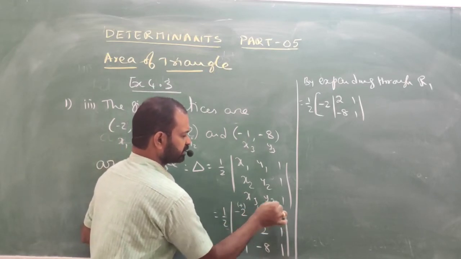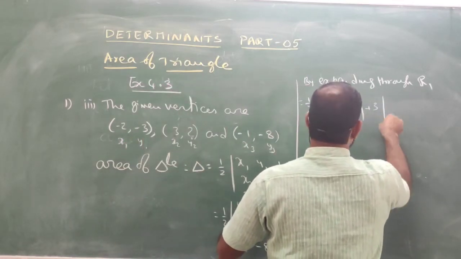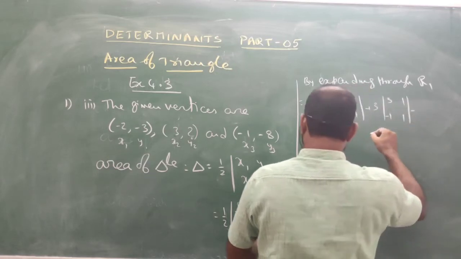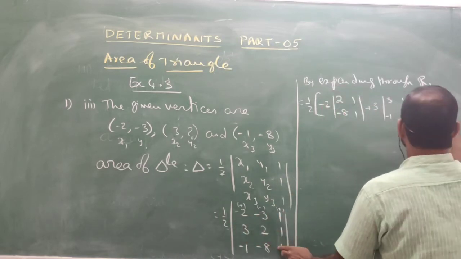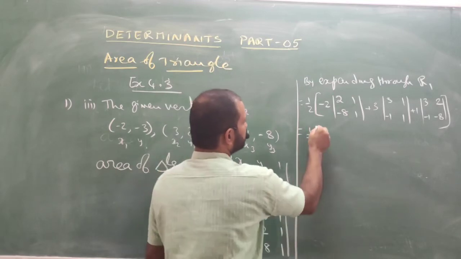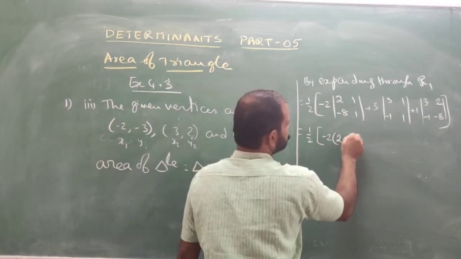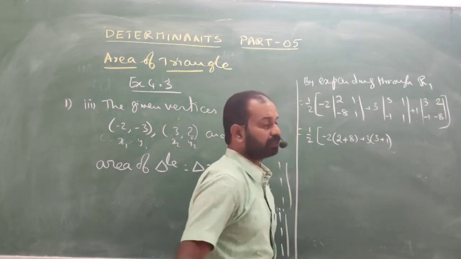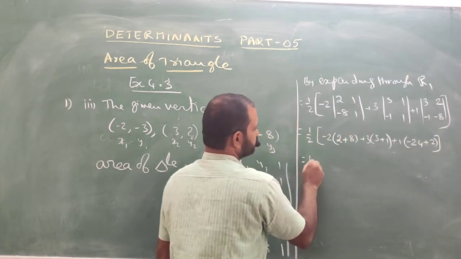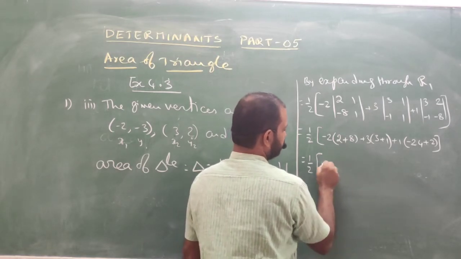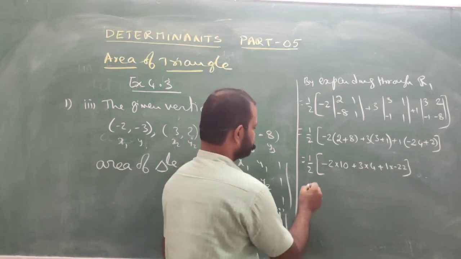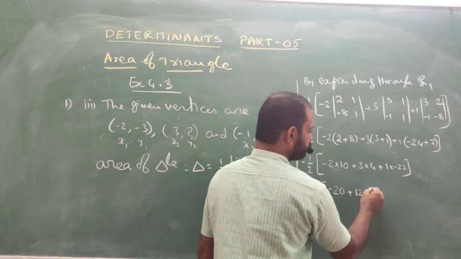This is plus, minus, plus. So minus of minus, this will become plus 3. By leaving the corresponding row, corresponding column, this is det 3, 1, -1, 1, plus 1 into det 3, 2, -1, -8, which is equal to half. This is -2 into 2 plus 8 plus 3 into 3 plus 1 plus 1 into -24 plus 2, which is equal to half -2 into 10 plus 3 into 4 plus 1 into -22, which is equal to half -20 plus 12 minus 22.